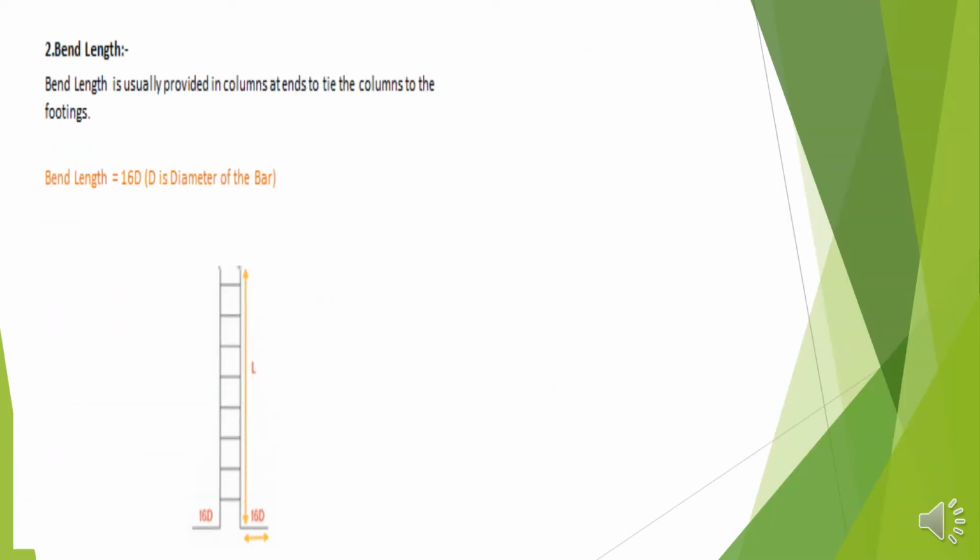Bond length. Bond length is usually provided at column ends to tie the column footings. Bond length is equal to 16 dia, where d is the diameter of the bar. Here you can see the 16 diameter of the bar.